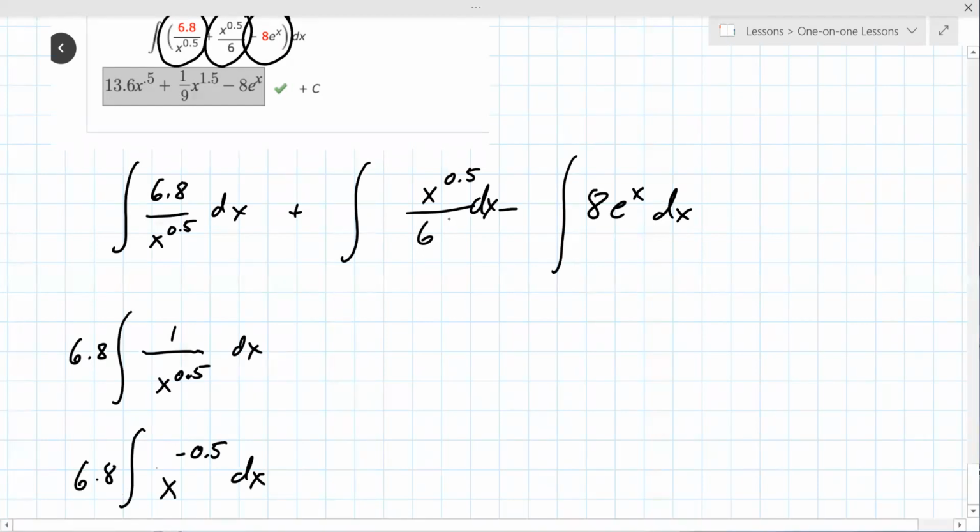This middle one kind of looks related because there's a 0.5 up top. The number out in front, though, is really this 1/6. So it's 1/6 integral x to the 0.5 dx.